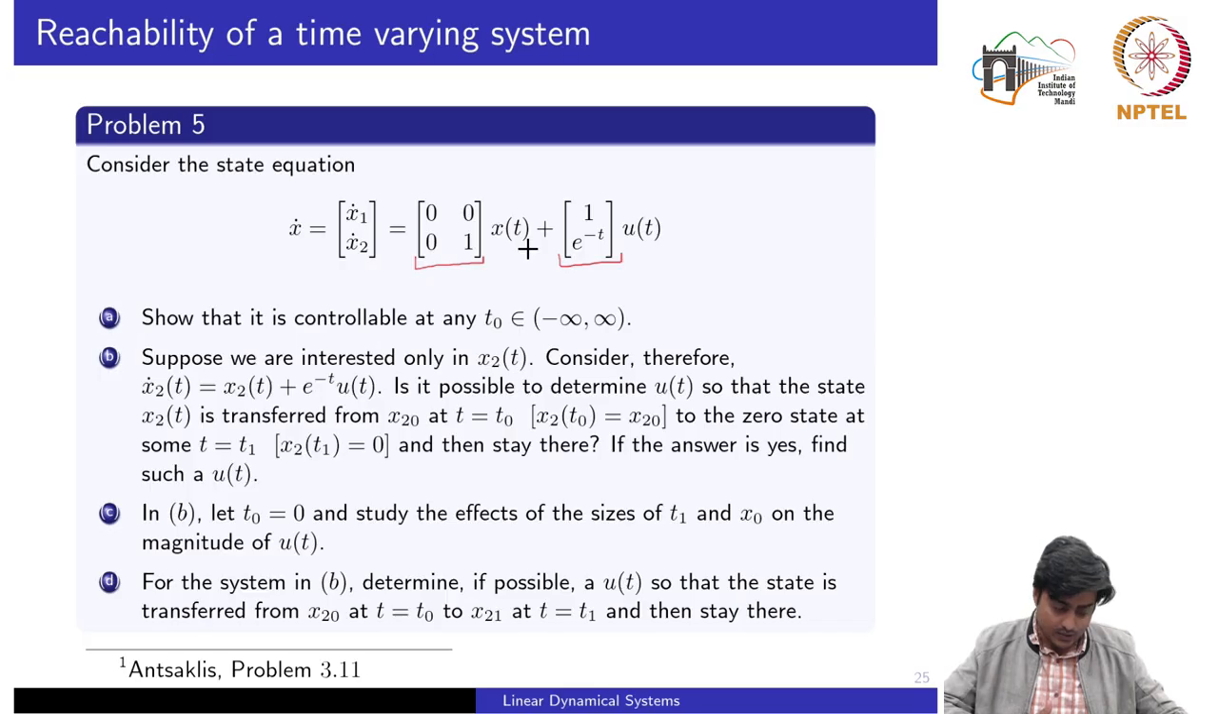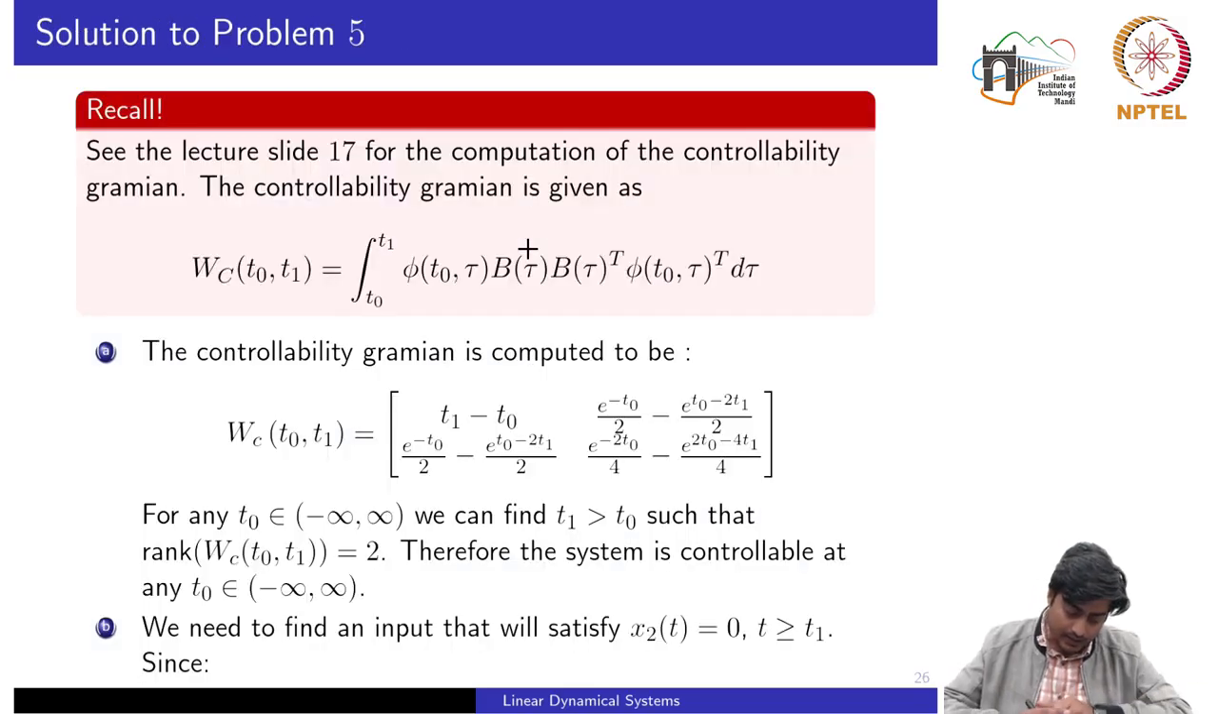So first we check the controllability. For controllability, if you recall one of the key results, we first need to compute the Gramian, and if that Gramian has full rank for all t0 and t1, meaning to say the system is completely state controllable.